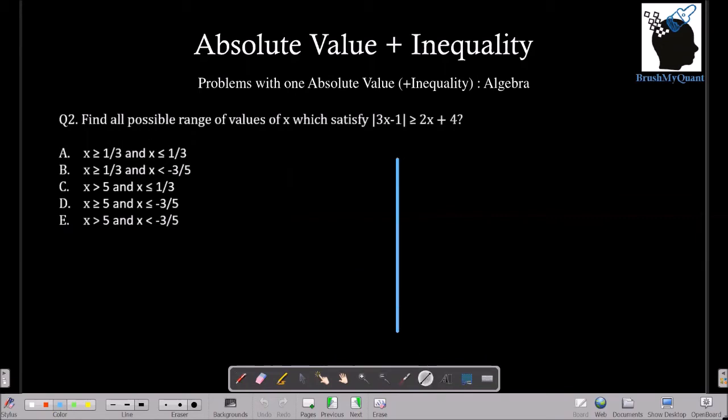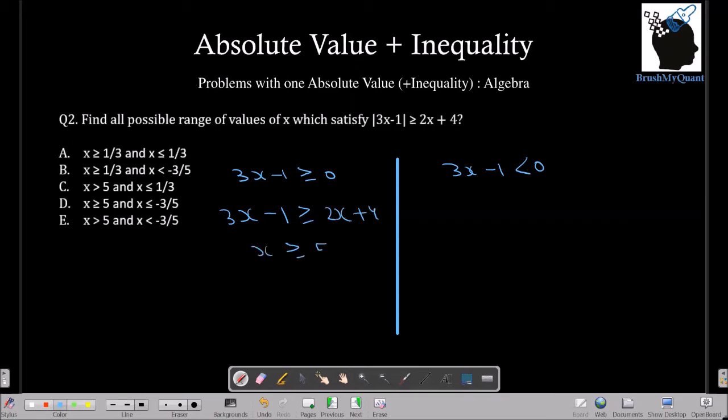So again, we are going to consider two cases. So in the first case, whatever is inside the absolute value, we are going to assume that value is greater than or equal to 0. And in the second case, that value is less than 0. So we can open the absolute value directly to have 3x minus 1 is greater than or equal to 2x plus 4, or nothing but x is greater than or equal to 5.